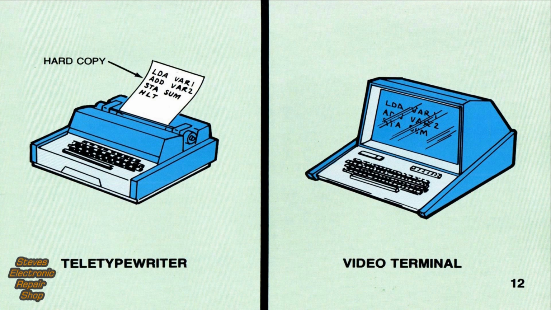The video terminal looks like a television with a keyboard attached. Data is entered with the keyboard and is displayed on the television screen. Naturally, the teletypewriter and video terminal are more expensive than the simple octal or hexadecimal keyboards. Nevertheless, these expensive input-output devices are necessary if we're to enjoy the advantages of assembly language.